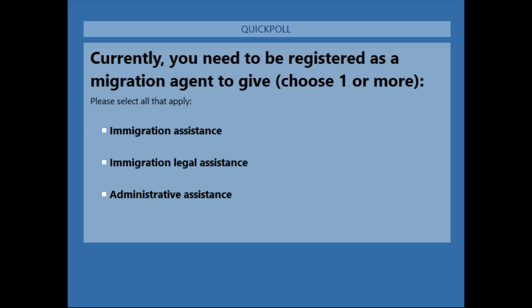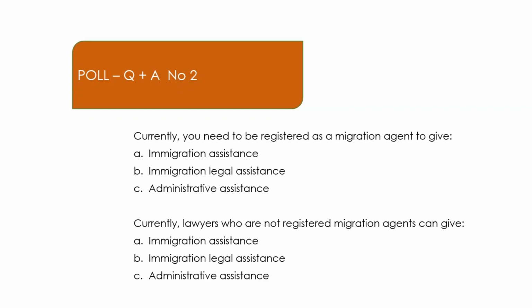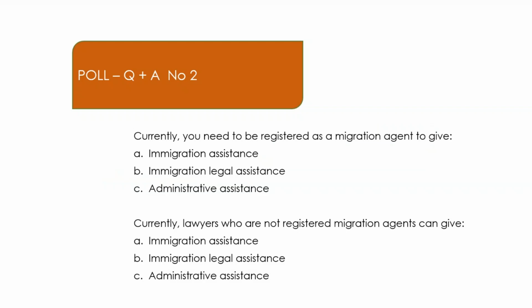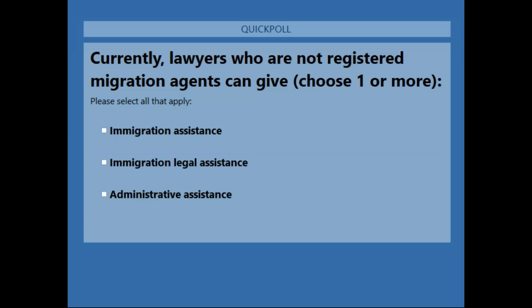All right, it looks like most people have answered the poll now, so I'll just close that one up, and you can see there that 80% have said that to be able to give immigration assistance, you need to be registered as a migration agent. 30% have said you can give immigration legal assistance. So, Rob, how did they go? You need to be registered as a migration agent to give immigration assistance. Immigration legal assistance is for lawyers.